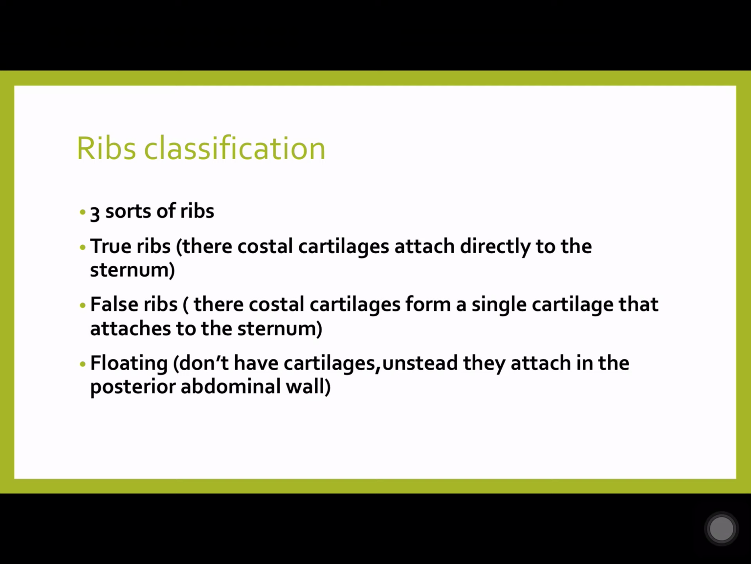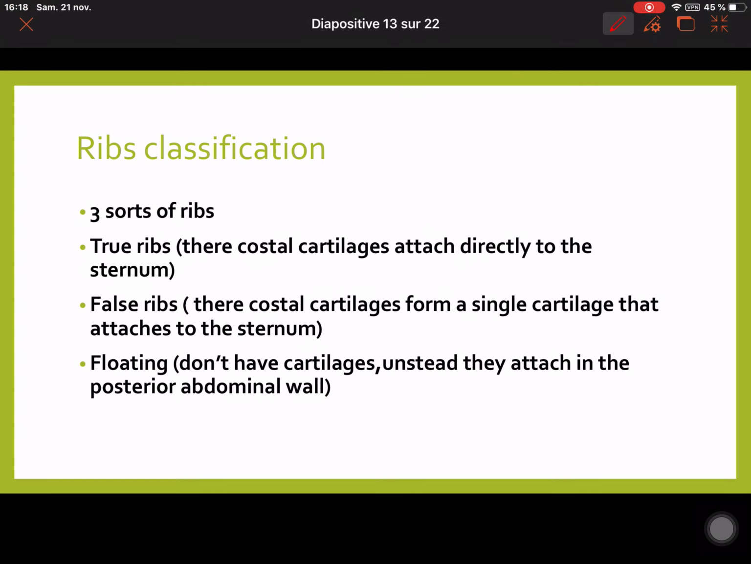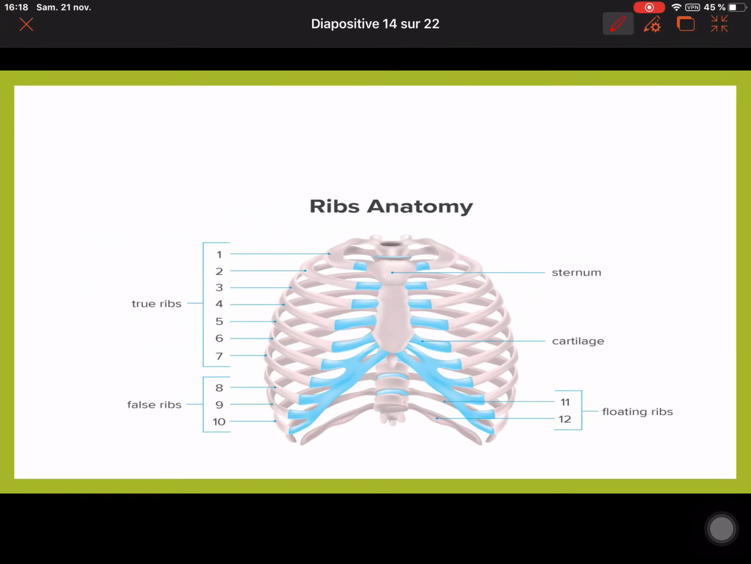Now let's see the ribs classification. We have three sorts of ribs. The classification is dependent on the attachment with the sternum. For example, the true ribs. The true ribs' costal cartilages attach directly to the sternum. In the picture here, we have the true ribs from 1 to 7. The costal cartilages, in blue, attach directly to the sternum from 1 to 7, and this means they are called true ribs.